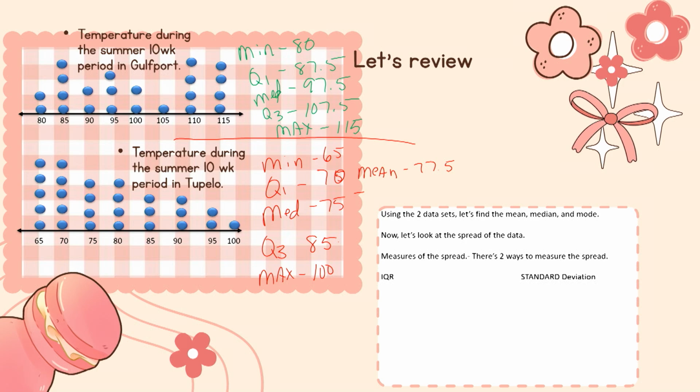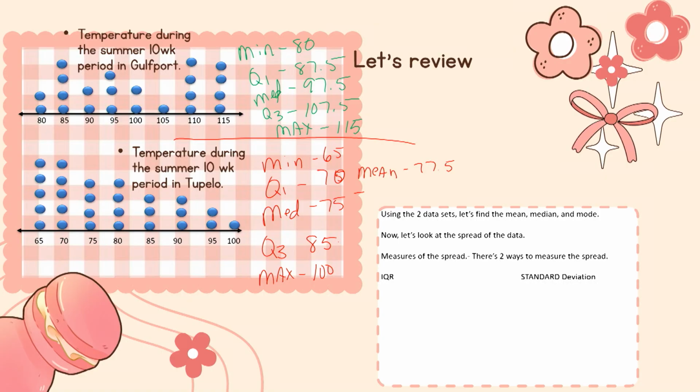Now, when we look at these different numbers, we can compare them. We can compare our minimums, okay? Tupelo was a little lower than Gulfport. Our medians, obviously there's a difference of the middle. And then our maximum, obviously Gulfport gets a whole lot hotter than Tupelo does. So we can compare these different numbers.